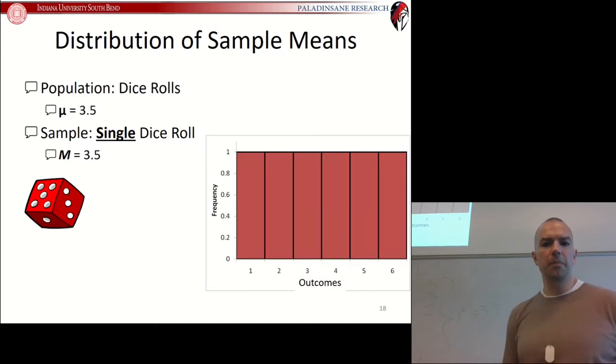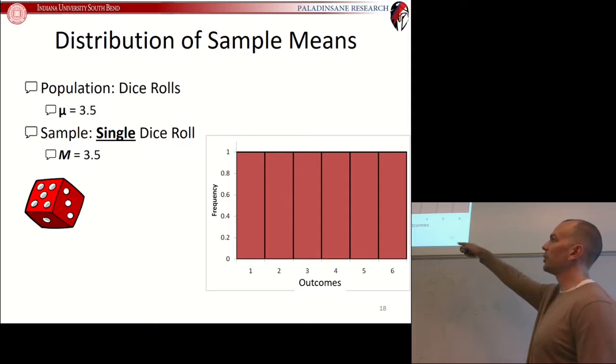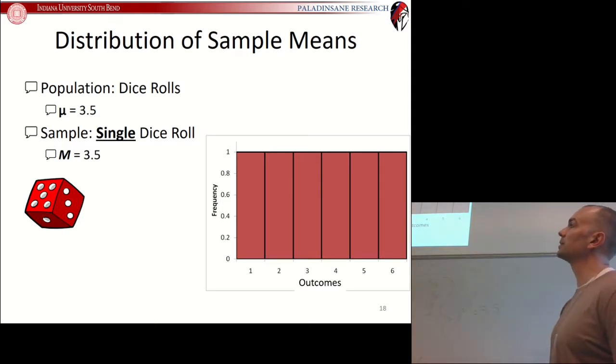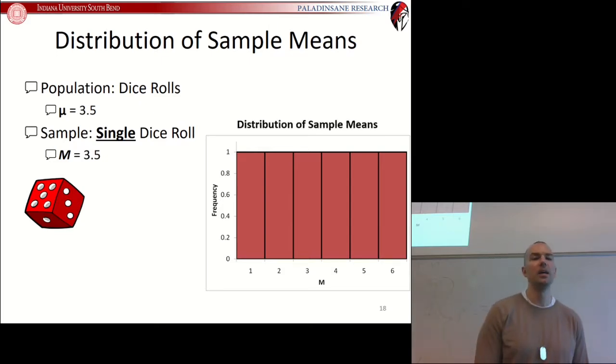So there's the population distribution for dice rolls. 1, 2, 3, 4, 5, 6, all occurring with a relative frequency of 1, meaning that they all occur with approximately the same frequency. If we were to plot our distribution of sample means, you'll notice that it looks exactly the same. And that is the one and only time that this will happen, when you have a sample size of 1.